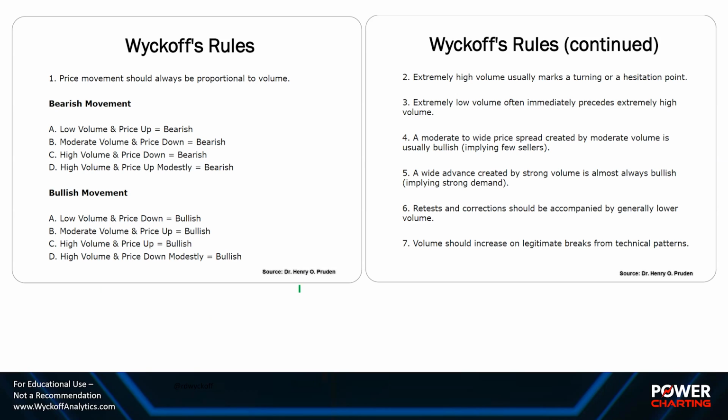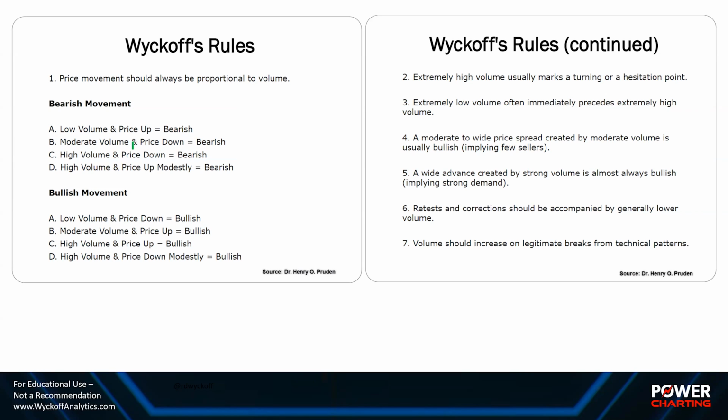So number one, price movement should always be proportional to volume. And so a lot of the price analysis that we're going to do bar by bar related to volume is going to help us to understand where we are in the unfolding cycle of accumulation or distribution. So A, bearish movements. A, low volume and price up. So price is up, but very little demand, and that is generally bearish.